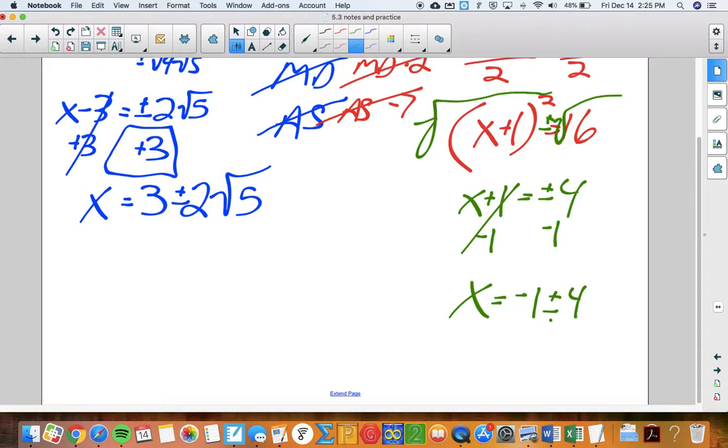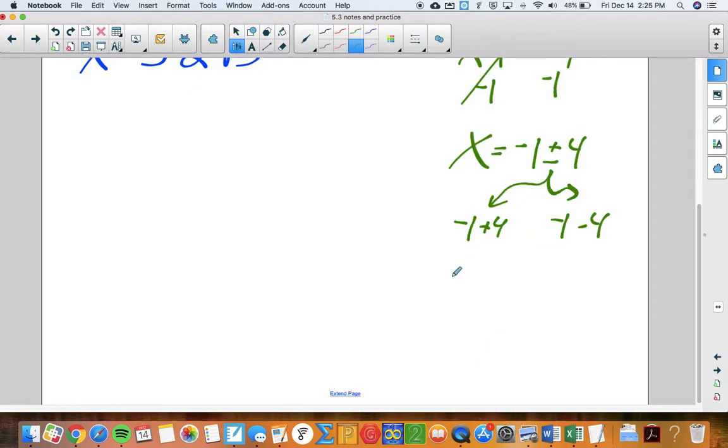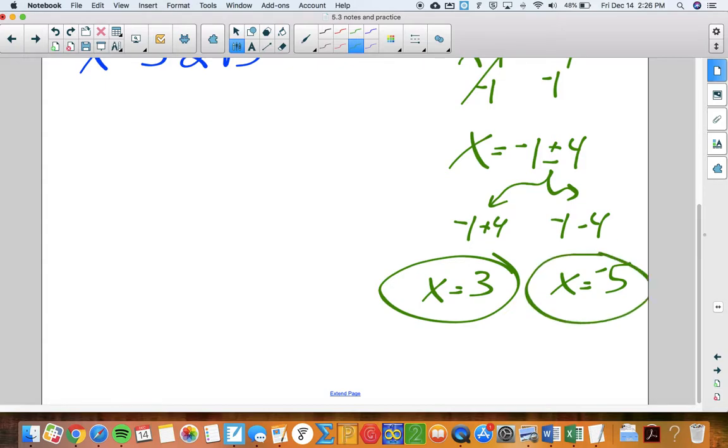So I'm going to take this and rewrite it with a plus sign. So negative 1 plus 4. And I'm going to also take it and write it with a negative sign. Negative 1 minus 4. And that's going to give me 2 exact answers. So x equals, this one gives me 3. This one gives me negative 5. Beautiful, beautiful, beautiful.